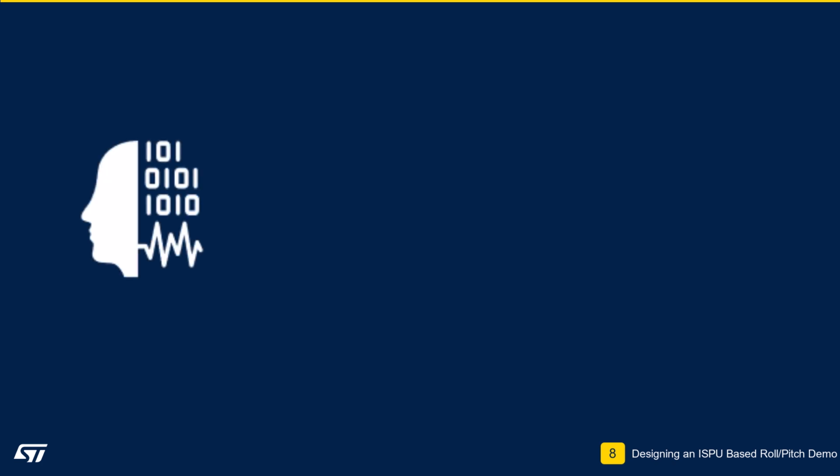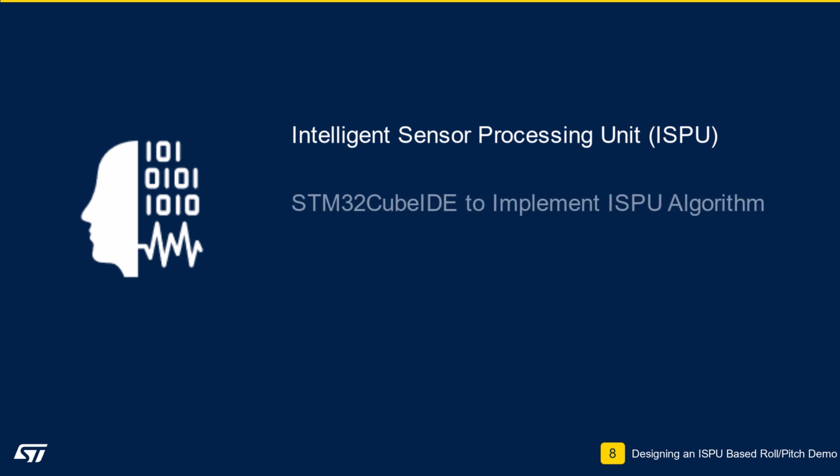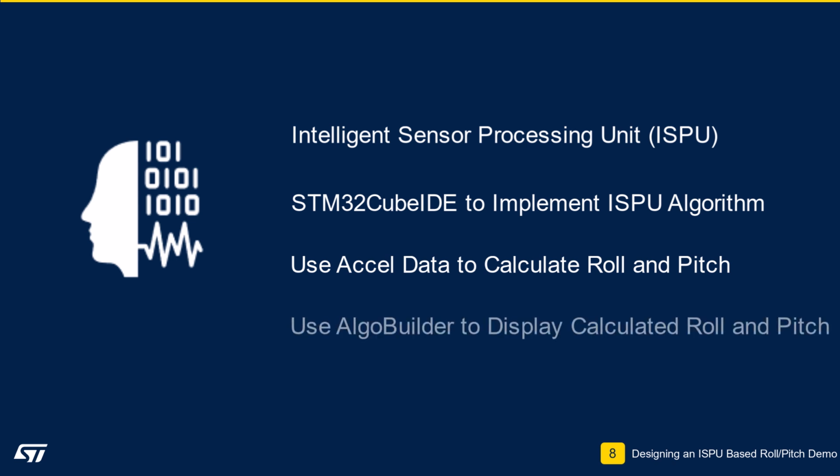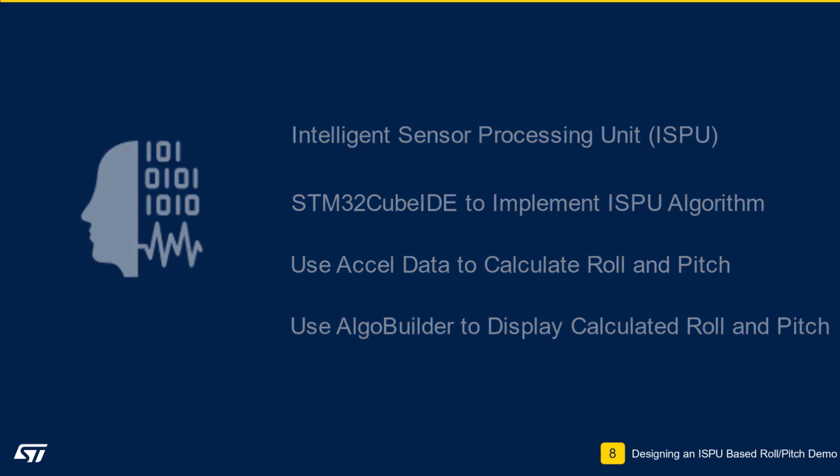Module 8. Designing an ISPU-based roll pitch demo. In this module, we'll make use of the Intelligent Sensor Processing Unit, or ISPU, embedded inside the ALSM6D-SO16IS. We'll use the STM32Cube IDE to implement the algorithm, which will run on the ISPU. The ISPU will read accelerometer sensor data and calculate the roll and pitch angles. We'll then use Algobuilder to display the calculated roll and pitch angles on the PC screen.